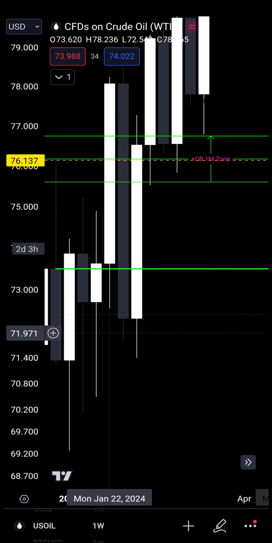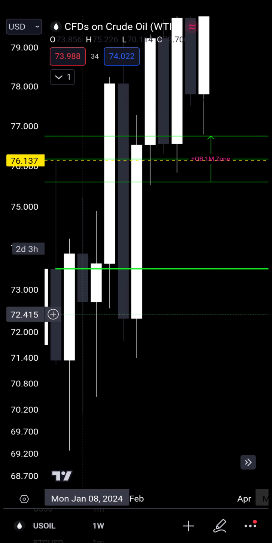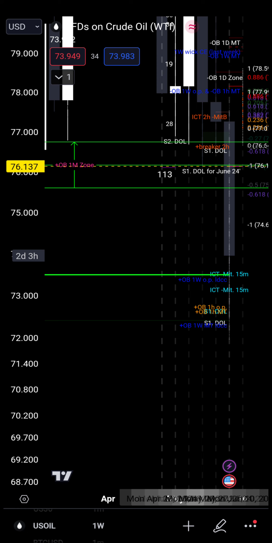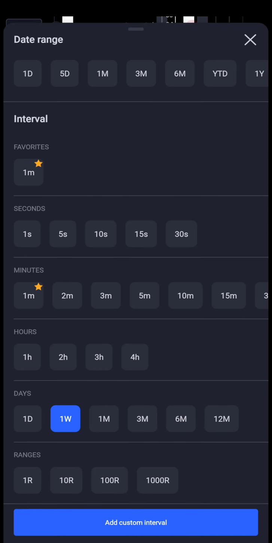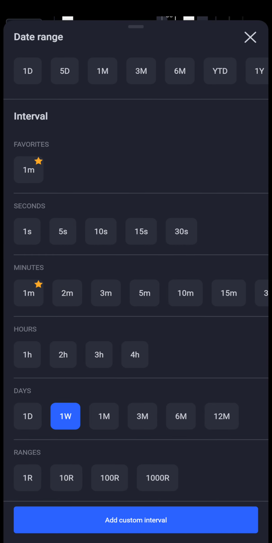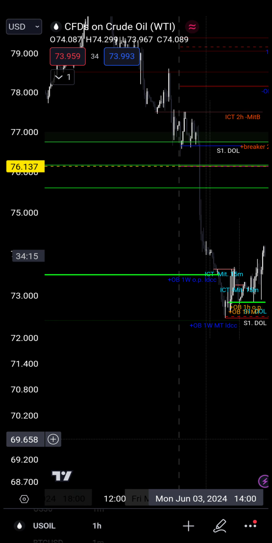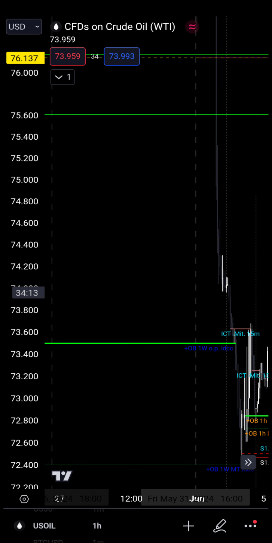Also, I didn't mark up the mean threshold, which is here, which is 50% of the lowest down close candle. So why is that important? Well, we have to go down to the lower time frame to explain. So let's go down to the 1 hour and I'll explain everything. This is what I should have seen.